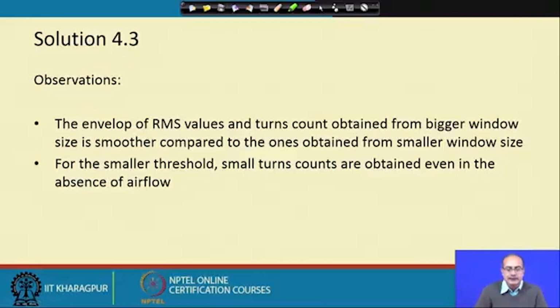What we get is that the envelope of the RMS value and the turns count obtained from a bigger window are smooth compared to the one with the smaller window. So, this is a common phenomenon, and for the smaller threshold, small turns counts are obtained even in the absence of flow, that is, when there is no flow there are also some spurious signals coming and that is reflected in the output, which is not desirable. So, we need to take a sufficiently high threshold to get a proper turns count or proper amount of activation of the muscle fiber. Thank you.